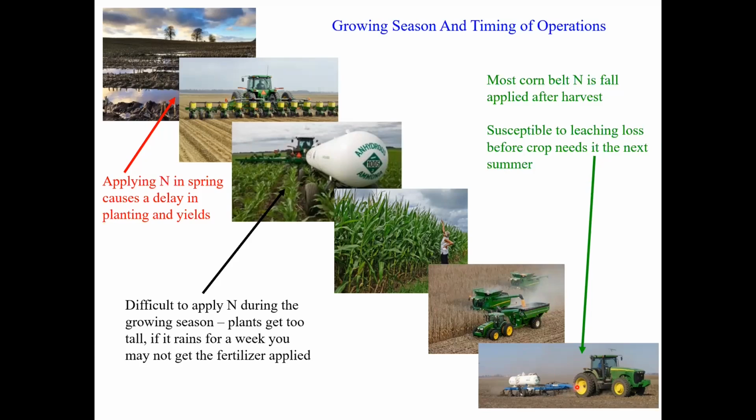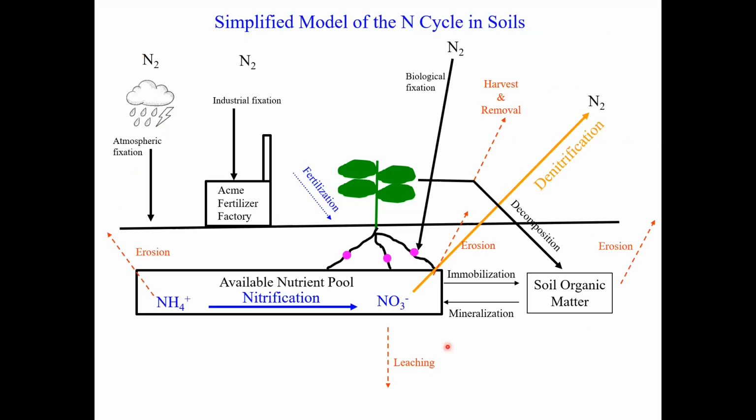So a lot of this stuff is put on in the fall. Now, the drawback to this is if we have warm, wet winters, this nitrogen can change form and it can move into groundwater. So let's look at that. This box down here is the soil. So it's got the ammonium in it and it's got the nitrate. There is a naturally occurring process called nitrification that's the conversion of NH4 to NO3 minus. And this happens in an oxygen-rich environment, so above the water table. So every time we have ammonium, it is slowly, naturally being converted to nitrate. Nitrate is not held by the soil.